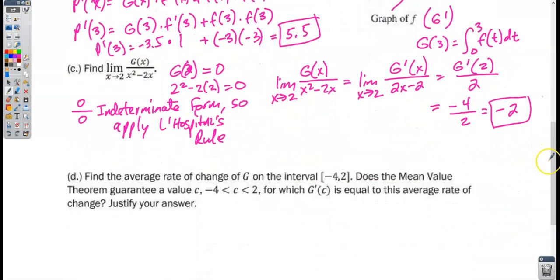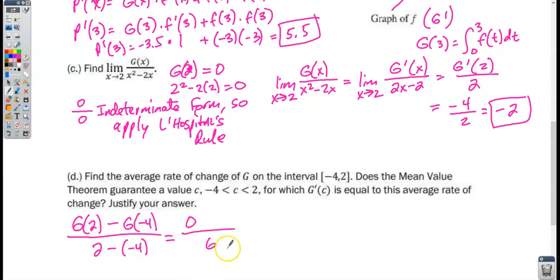And then the last part, find the average rate of change of G on the interval from negative 4 to 2. Does the mean value theorem guarantee a value C for which G prime of C is equal to this average rate of change? Justify your answer. All right, so the average rate of change of G, that's going to be capital G of 2 minus capital G of negative 4, all over 2 minus negative 4. We already said G of 2 is 0.